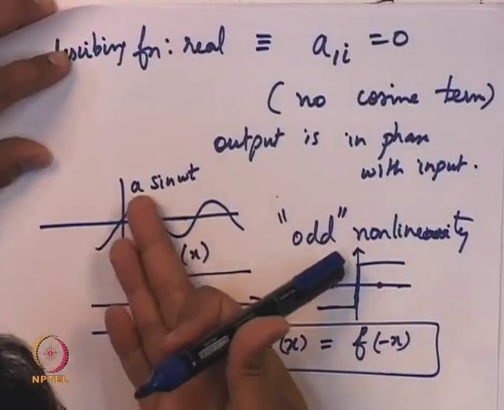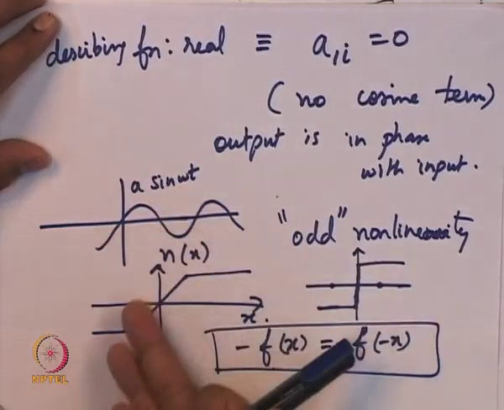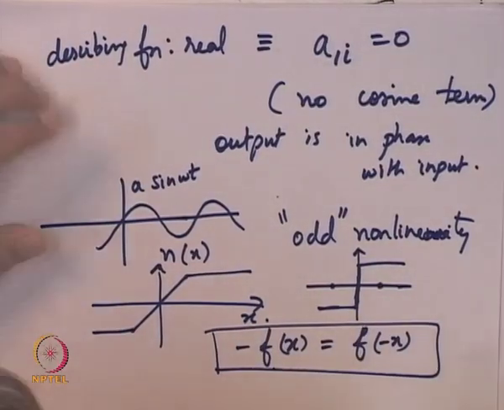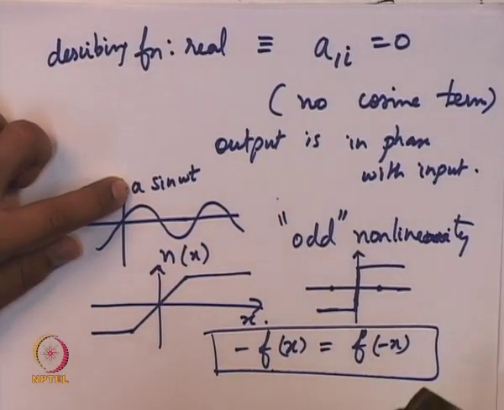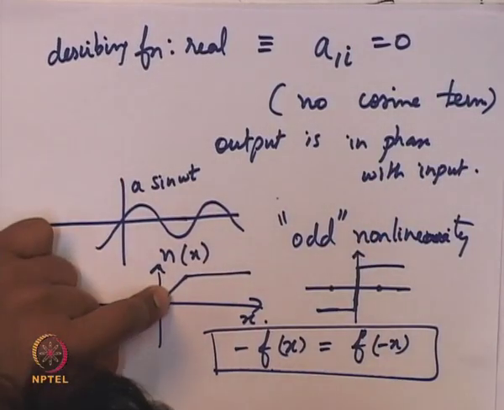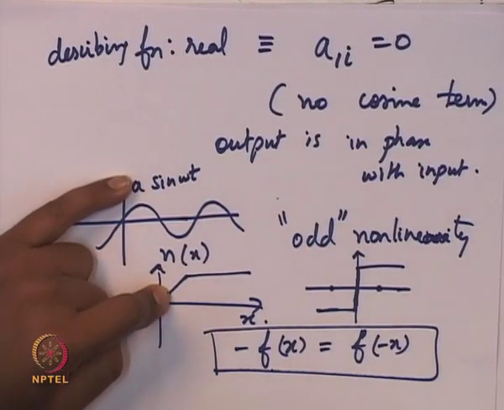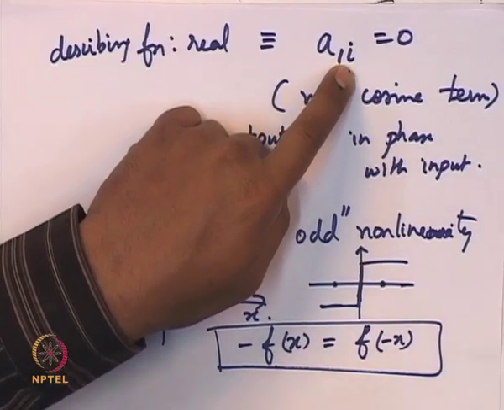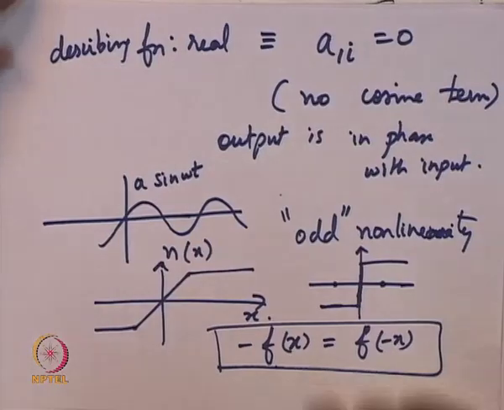Why would this happen? Because the input A sine omega t is an odd function, and the nonlinearity is also an odd nonlinearity. This ensures that the output will not have a cosine term at all. It will not have any even part. This is what ensures that the higher harmonics are also not required, and hence the describing function will be a real function of A only.